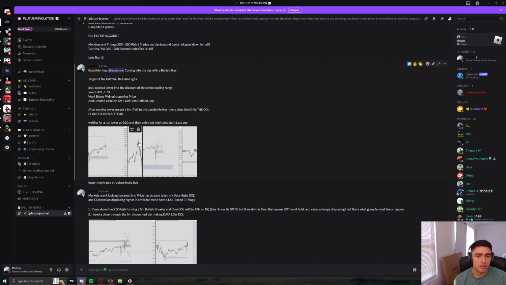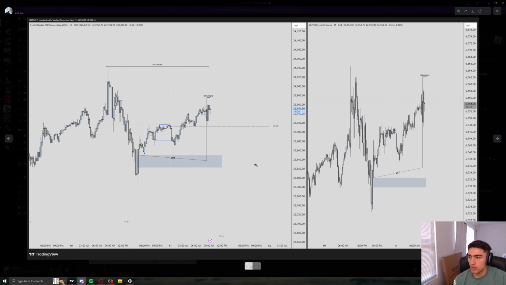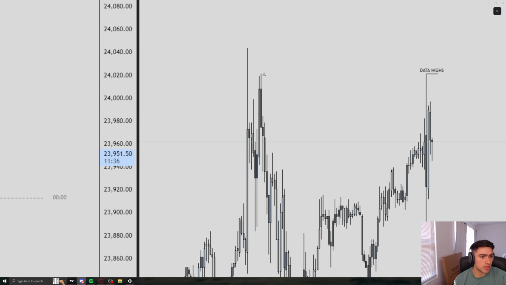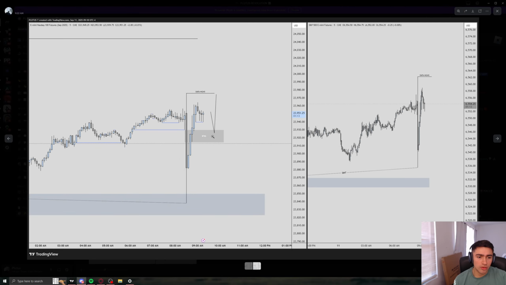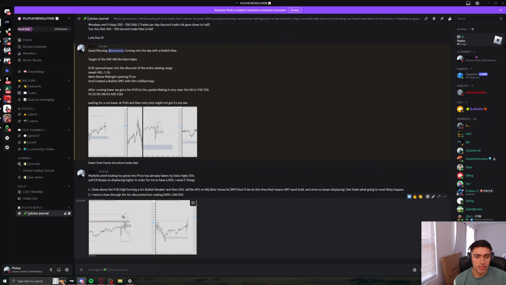Let's see. Okay. So, boom, run lower, and then I expected data highs. Obviously, if you look at data high here, you extend it. These are equal highs on ES. So I want to run lower into this or this, and then a run back up higher. Obviously, we did not get that.